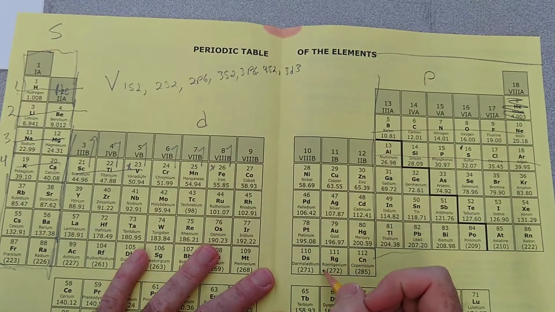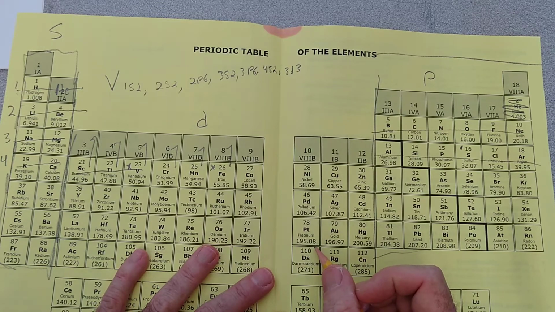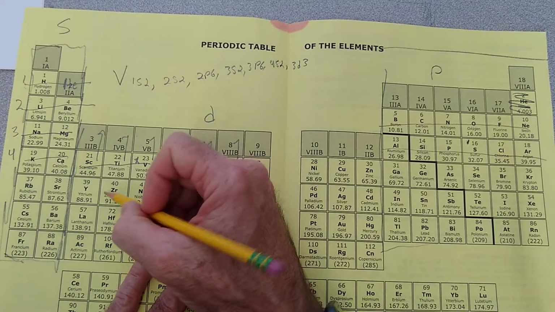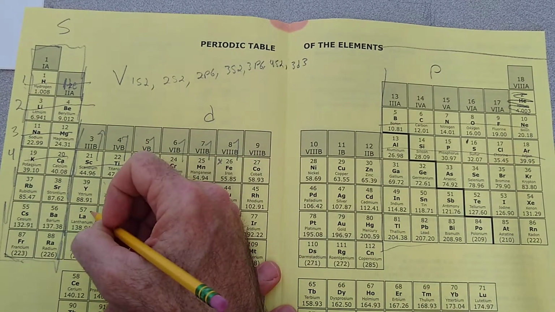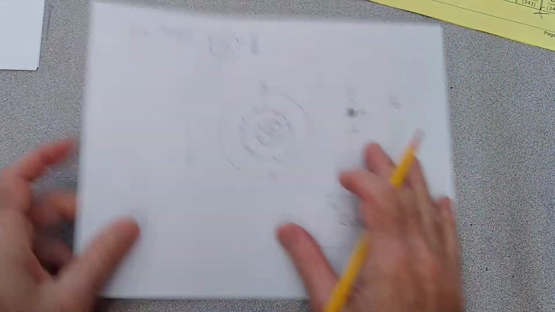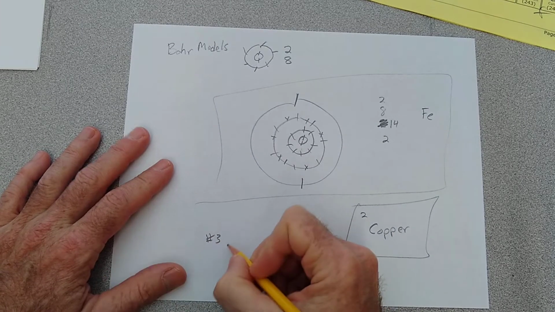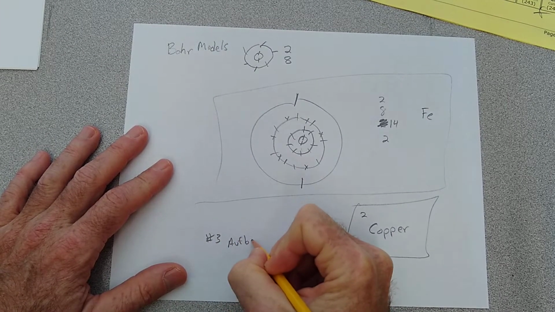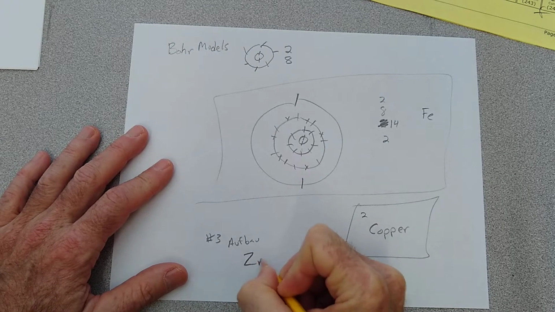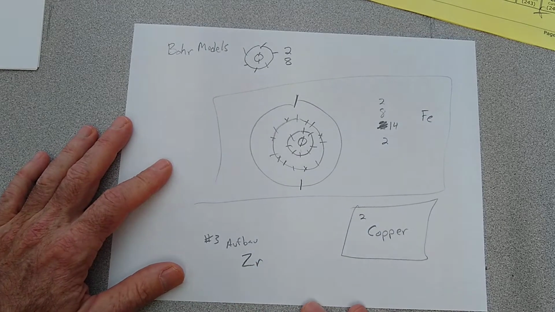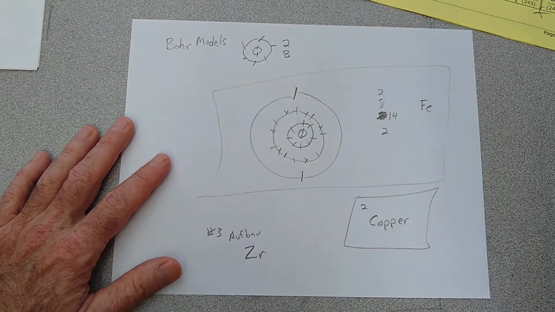What I want you to do is write me an Aufbau sequence for zirconium. So number 3 is going to be an Aufbau sequence for zirconium. And you can do that, I guarantee you. All right, let's keep moving on.